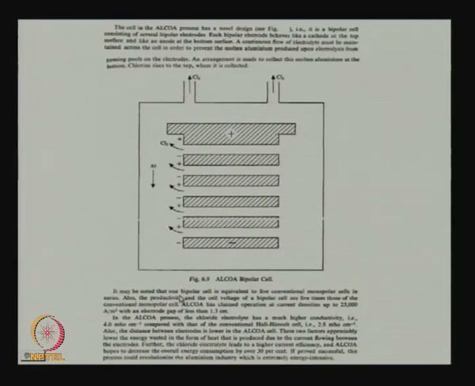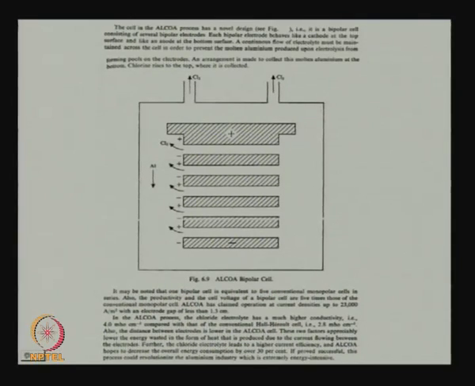Now, it may be noted that one bipolar cell, as shown here, is equivalent to 5 conventional monopolar cells in series. Also, the productivity and the cell voltage of the bipolar cell are 5 times more than those of the conventional monopolar cell. Alcoa has claimed operation at current densities up to 23,000 ampere per meter square with an electrode gap of less than 1.3 centimeter. You need less electrode gap now because you need less heating, but this bipolar arrangement enhances the surface area of the electrode enormously.